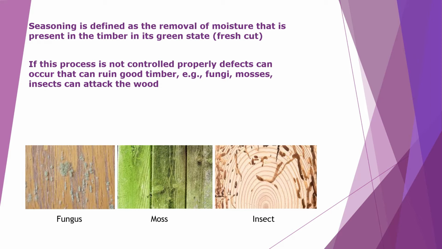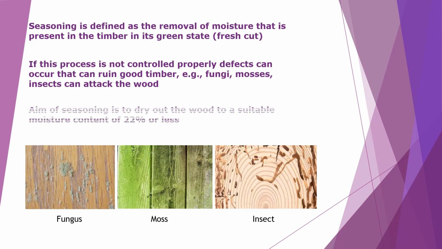For example, you can have fungi in the wood, or you can have mosses growing on the wood, or you can even attract different insects that can ruin the quality of the wood, as you can see in these pictures below. When you do seasoning, you aim for drying out the wood to suitable moisture content, ideally up to 22% or less.